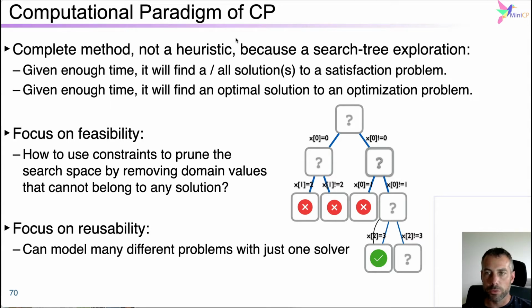And to find a solution, we will explore a search tree. So constraint programming is really a technique that tries to focus on feasibility. And the focus on feasibility will be achieved thanks to the constraints. The constraints will prune the infeasible space of the search space by removing values from the domains that do not belong to any solution. But constraint programming is also focusing on reusability. It means that once you have implemented the constraint in your solver, you can reuse that constraint and that implementation in many different types of contexts.